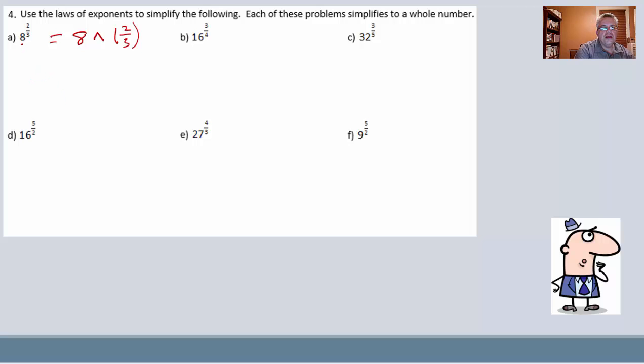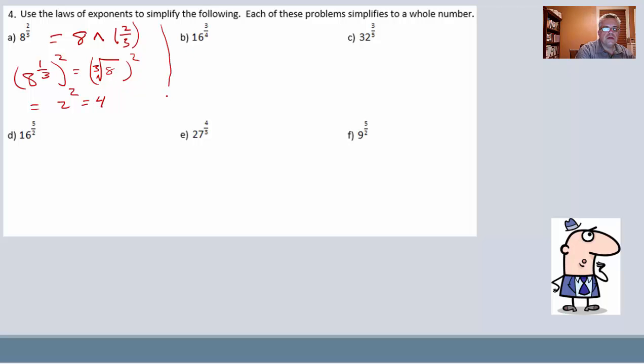Now, if we're doing it by hand, I would break it up this way. 8 to the 1/3 squared, which is the cube root of 8, all squared. The cube root of 8 is 2, and 2 squared is 4. So this would equal 2 squared, which is 4.